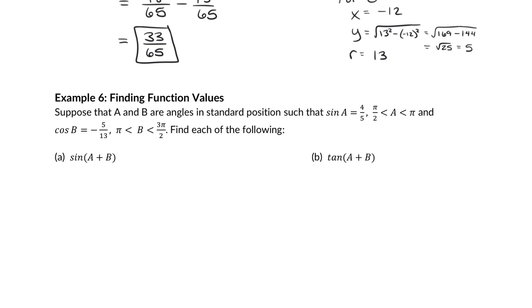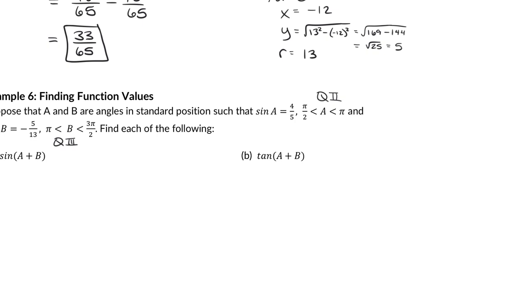Okay. Example 6. Stay with me. Suppose that A and B are angles in standard positions such that sine of A is 4/5 between pi/2 and pi, and cosine of B is -5/13 between pi and 3pi/2. This is a really fancy way of saying this one is in quadrant 2, and this one is in quadrant 3. Find each of the following: the sine of A plus B and the tangent of A plus B. So just like before, we're going to need the x, y, and r for both angle A and angle B.